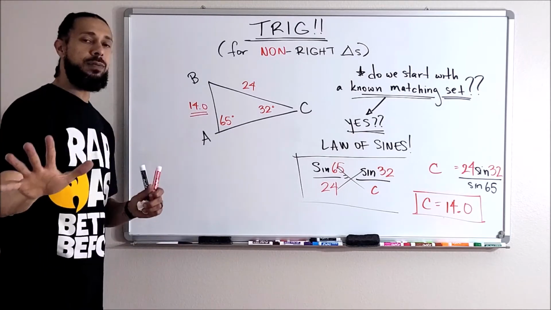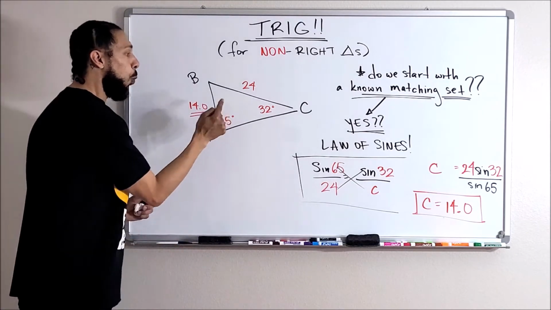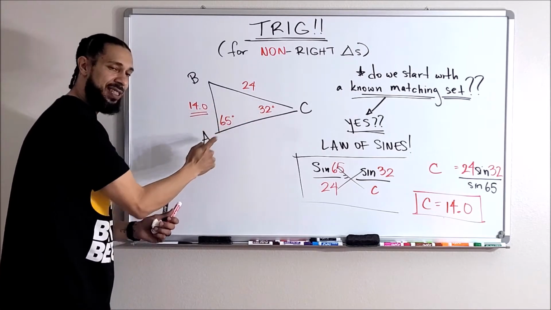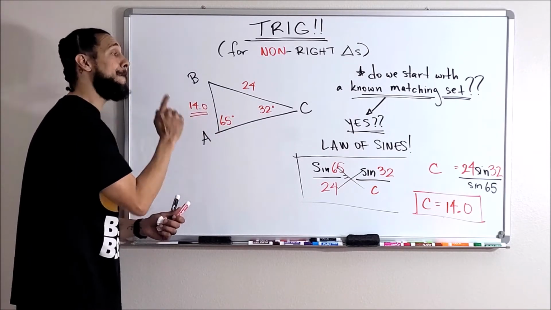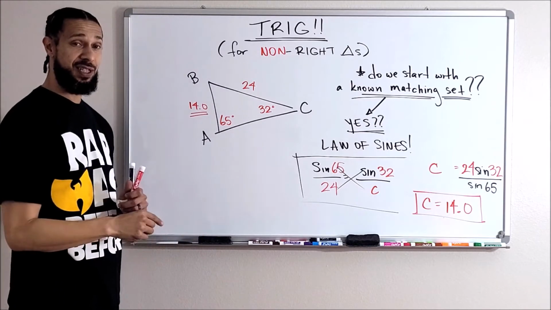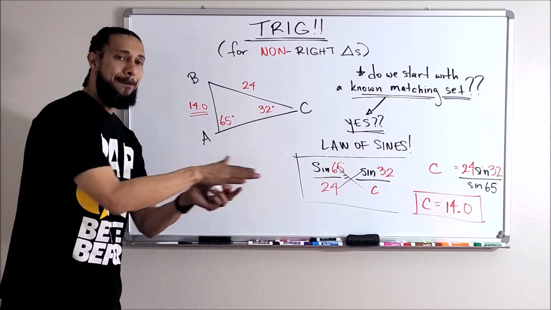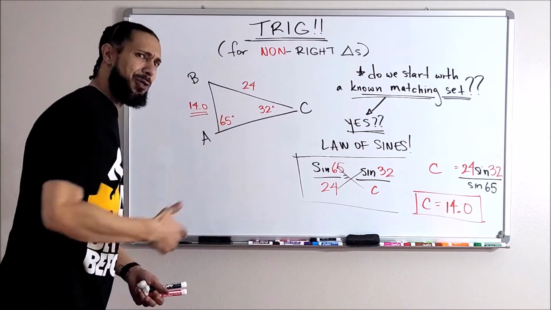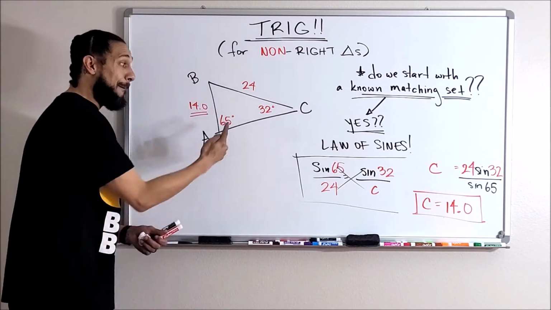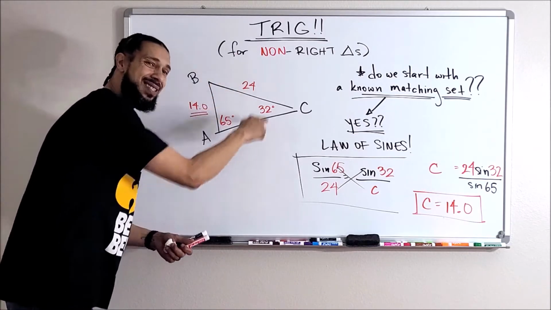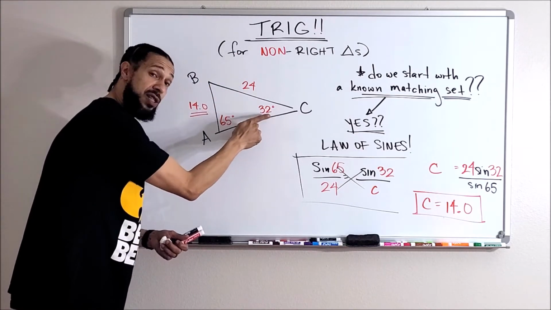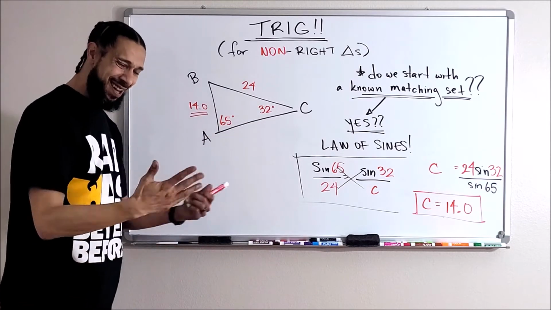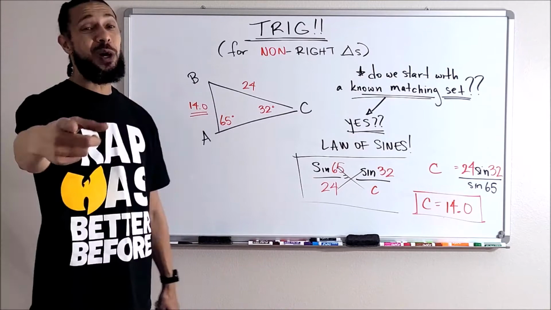Now I want you to think for a second about what angle is across from what side. This 32-degree angle is smaller than the 65. So the side across from it better be smaller than the side across from the 65. Small angles make small sides across from them. Big angles make big sides across from them. So the biggest angle on the triangle is across from the biggest side. The smallest angle on a triangle is across from the smallest side. That makes sense. Works for me.